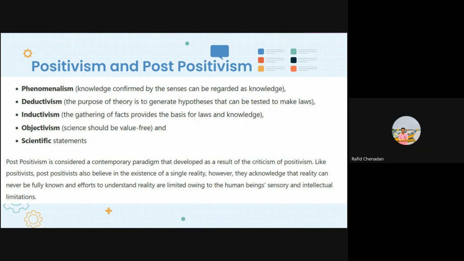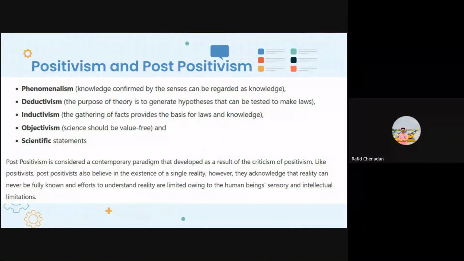There are other things. One is phenomenalism. Phenomenalism, basically, you can confirm it as a phenomenon. If your senses can regard something as knowledge, you can accept it. Deductivism is something where you use deduction. Inductivism, I'll just briefly mention induction and deduction, because I think there were a couple of questions in previous years.